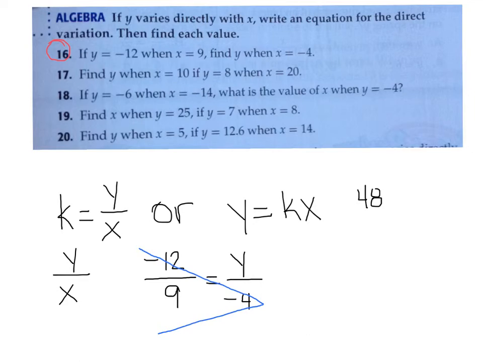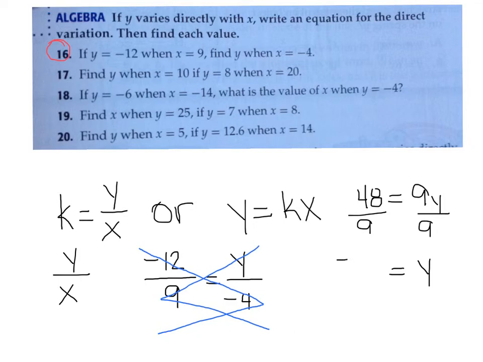And then y times 9 is 9y. So we need to put equals 9y. Okay, then we divide both sides by 9, and we find out that y would equal 48 divided by 9, which is 5 with a remainder of 3. So 5 3/9, and that reduces to 5 1/3.